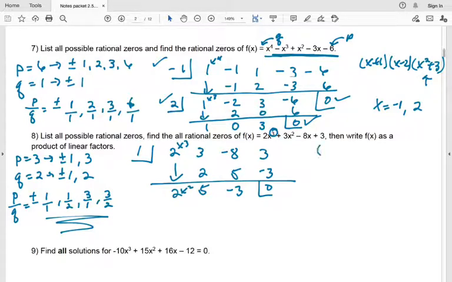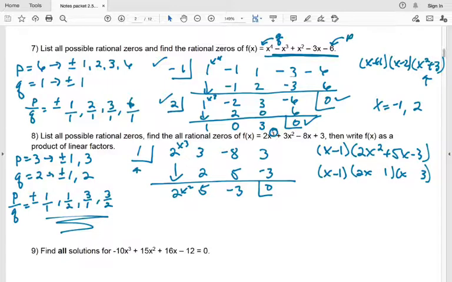So right now we know our factors are x minus 1, that comes from the root that we have, and then what I was left with after synthetic division was 2x squared plus 5x minus 3. And that factors to be 2x and x multiplied to be 2x squared. I'm going to put a 3 here and a 1 here, with a plus there and a minus there. So this is the factored form of that polynomial.